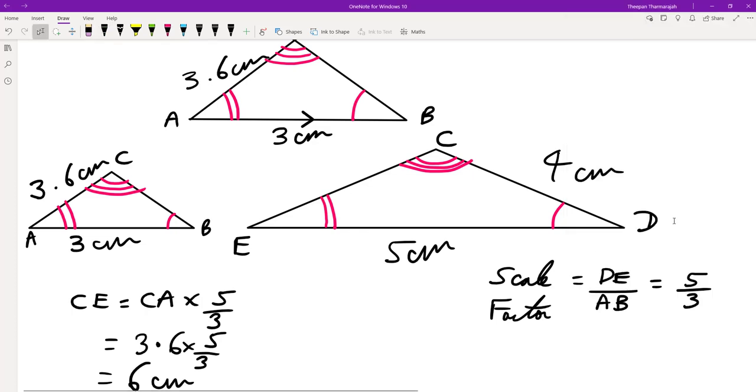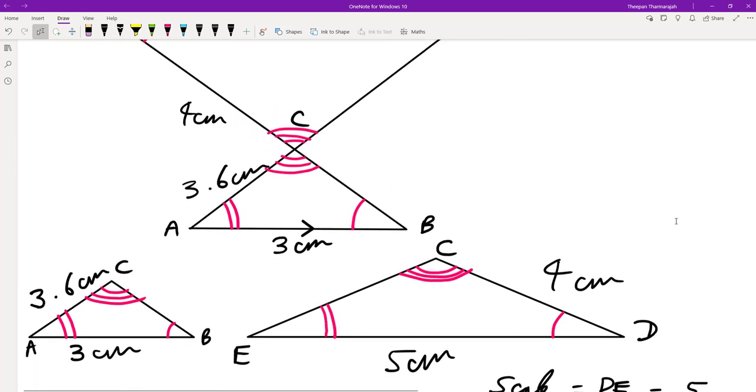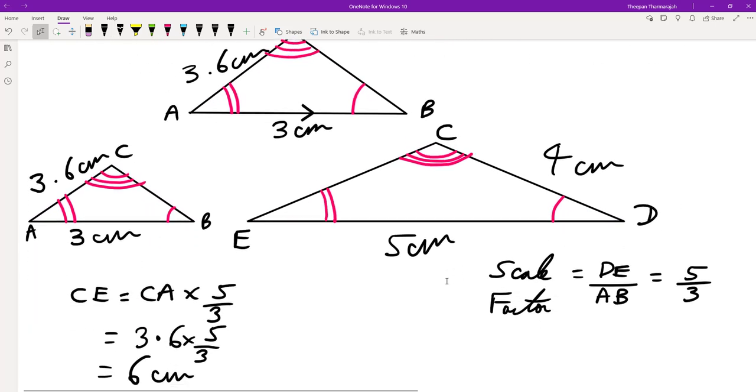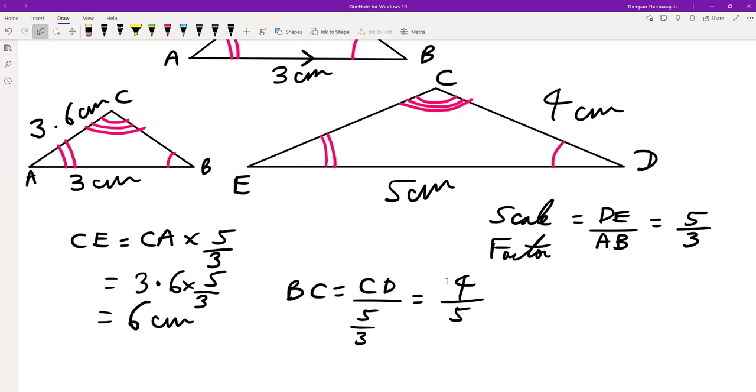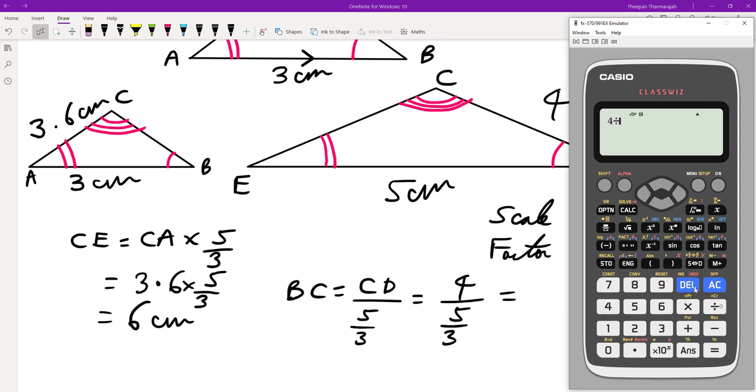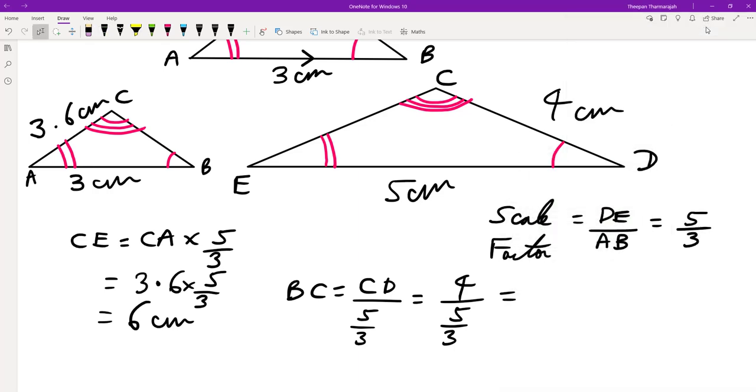Now the next part of the question says we need to work out BC. So BC is the smaller version of CD. So BC is CD divided by the scale factor of 5 over 3. Now CD is 4. We can divide that by 5 over 3, and we can just type that straight into our calculator. 4 divided by 5 over 3. And that gives me 2.4 centimeters.